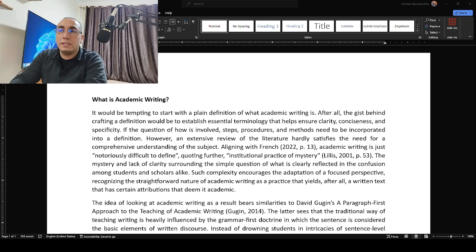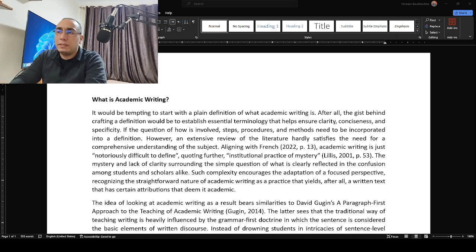And you can tell by now that the message here is that finding a very good or accurate definition of academic writing is really problematic, because you may find a definition, but it doesn't, in fact, grant you any kind of clarity or conciseness or specificity. I go further, saying that if the question of how is involved, steps, procedures, and methods need to be incorporated into a definition. If you have the how question, you should find how you can do it. And if you try to find a definition of writing, you would find it difficult. Maybe you will find what it is, but how to approach it, you don't find. And that's why it's really difficult, in fact, to master.